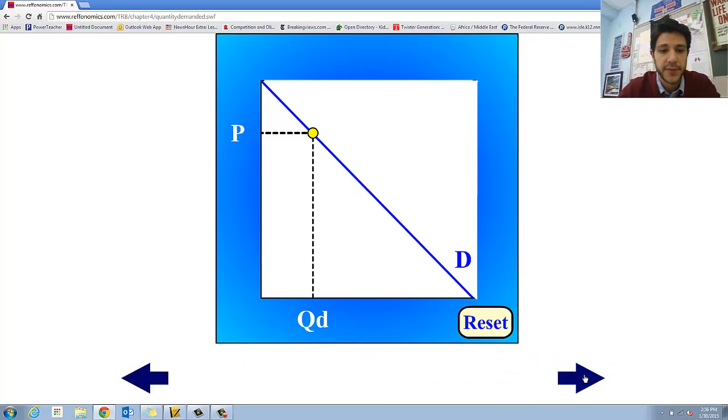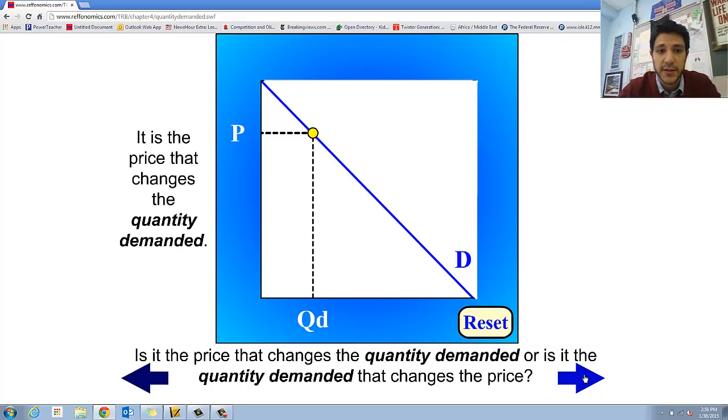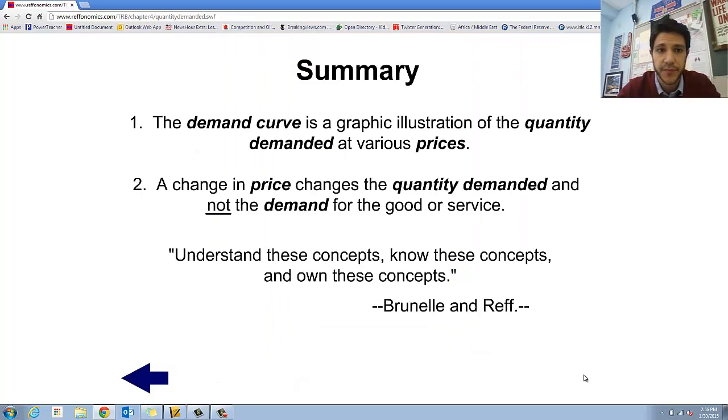Is it the price that changes the quantity demanded, or is it the quantity demanded that changes the price? What do you think? It's the price. Price changes quantity demanded, because remember, this is how people behave. Price is an obstacle. If price changes, quantity demanded changes. Quantity demanded has no effect on price, but price has an effect on quantity.